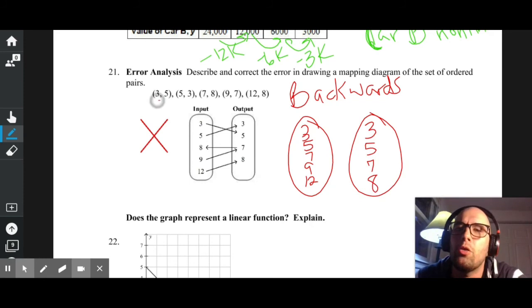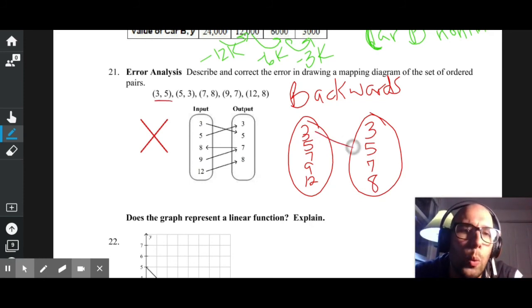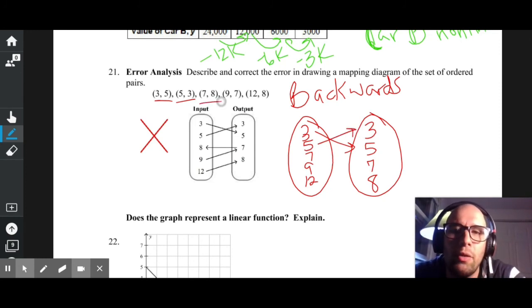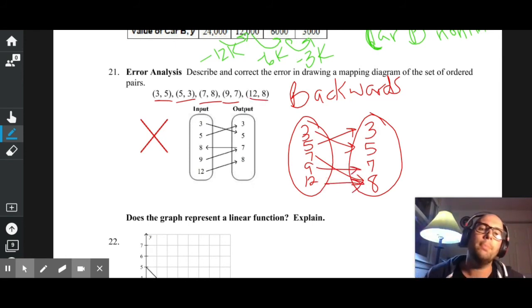Okay. 3 goes to 5. 5 goes to 3. 7 goes to 8. 9 goes to 7. And 12 goes to 8. Okay? It is a function, but that wasn't asked.